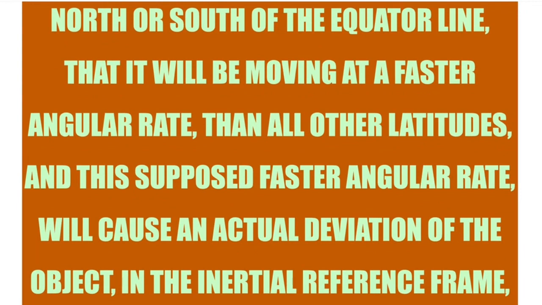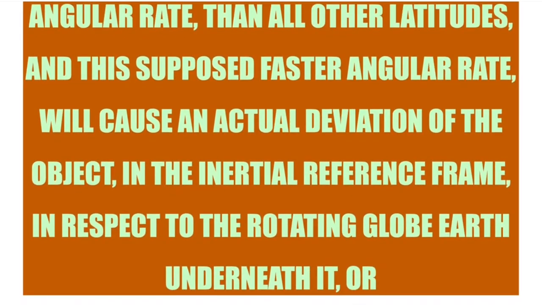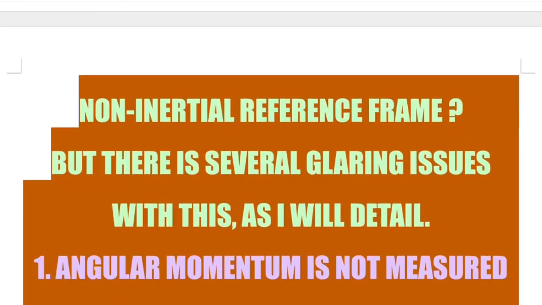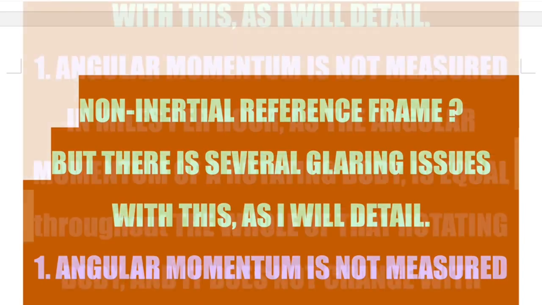And this supposed faster angular rate will cause an actual deviation of the object in the inertial reference frame in respect to the rotating globe Earth underneath it, or non-inertial reference frame. But there are several glaring issues with this, as I will detail.